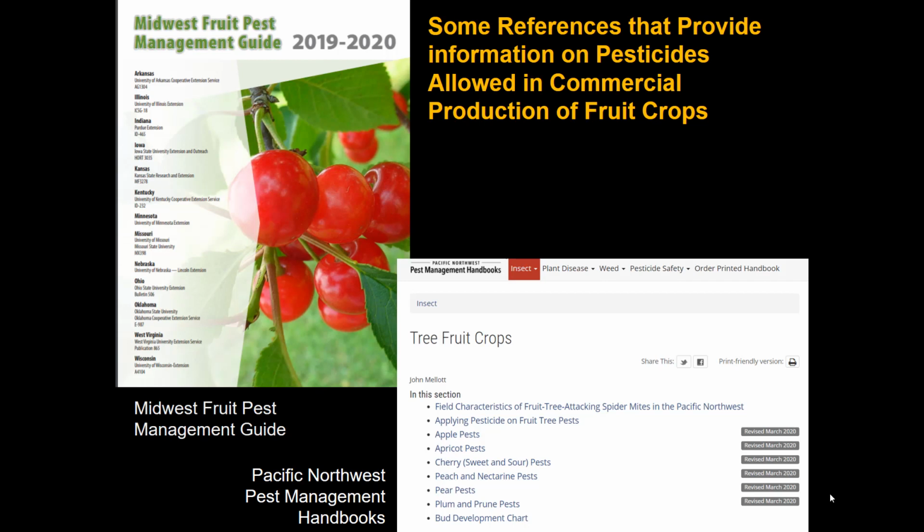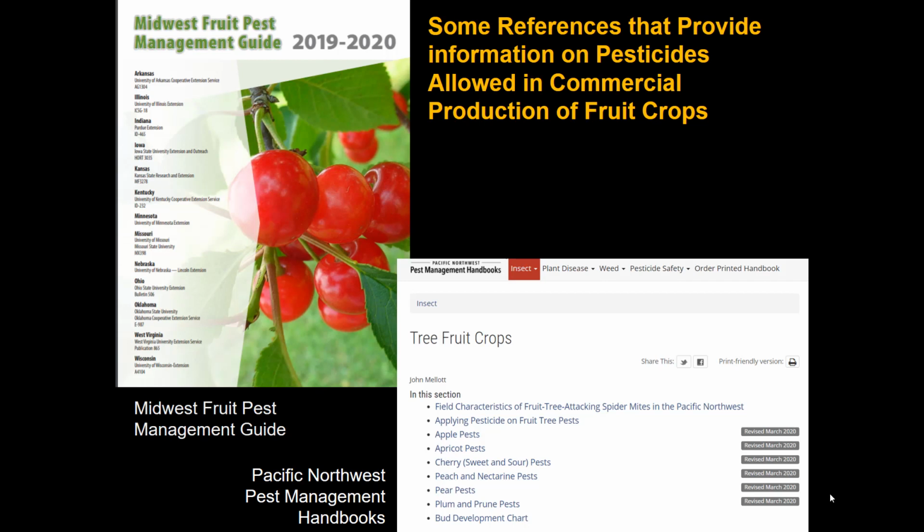Now, if you're a commercial producer of these crops, there's a much greater range of chemical control options. And these are examples of two publications, and I'm going to send these to you also as an announcement for sources of information on the insecticides that are allowed on some of these crops in commercial production.